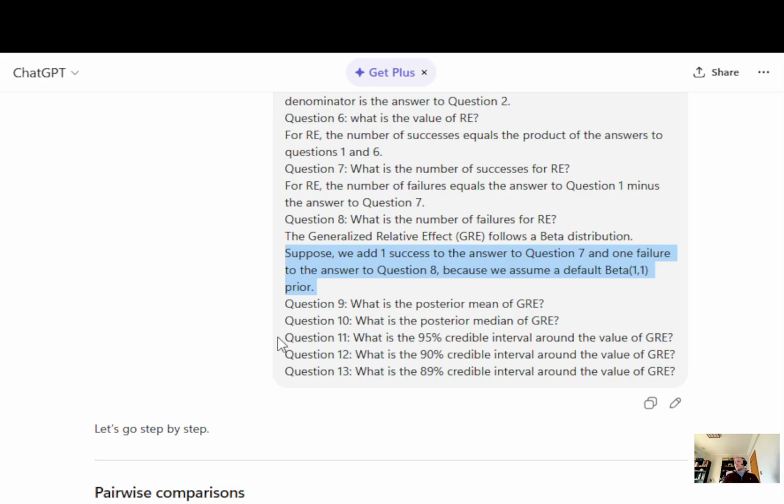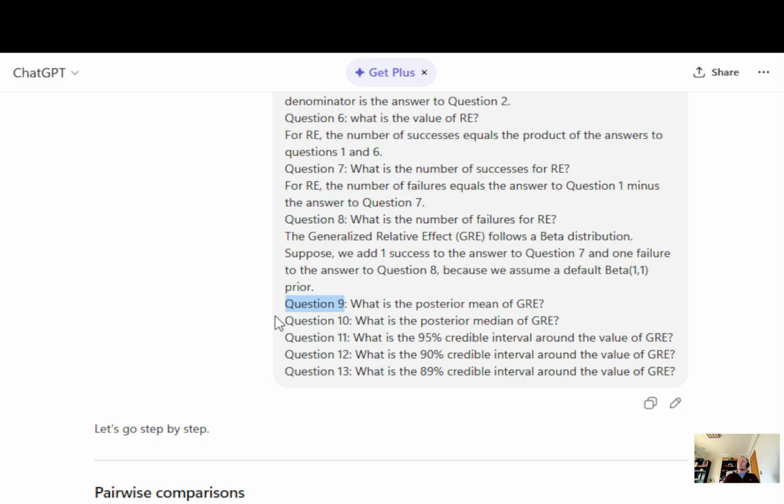Then questions 9 to 13 pertain to the generalized relative effect. First of all, we have already specified that GRE follows a beta distribution. We have specified the prior, and given that we have the data, which is questions 7 and 8, the number of successes and failures, rescaled back from the number of comparisons to the total sample size, we get a posterior distribution, because we have data and a prior.